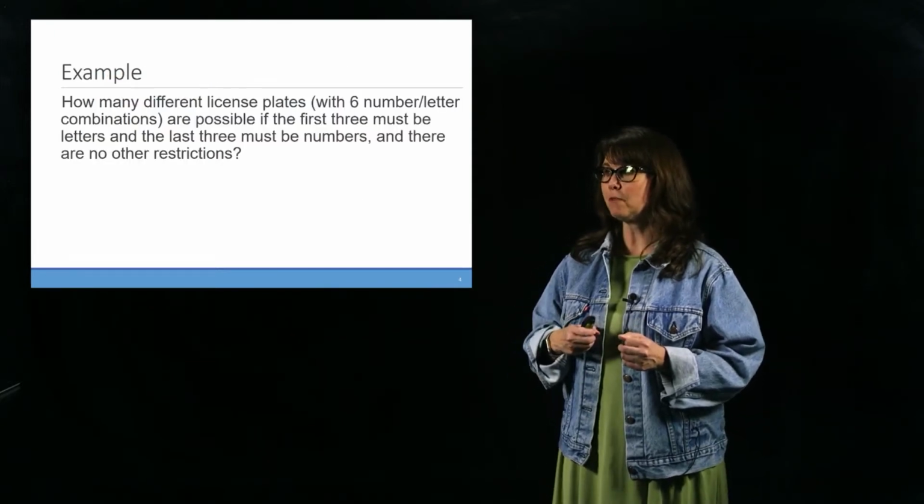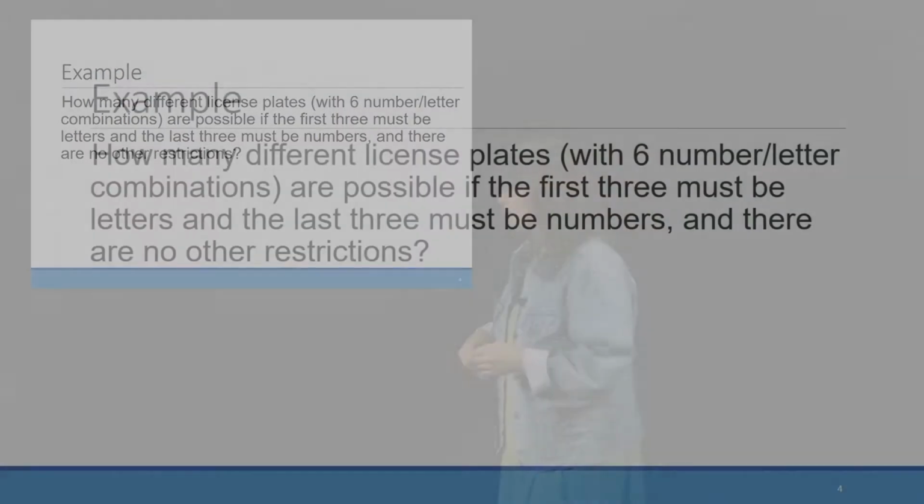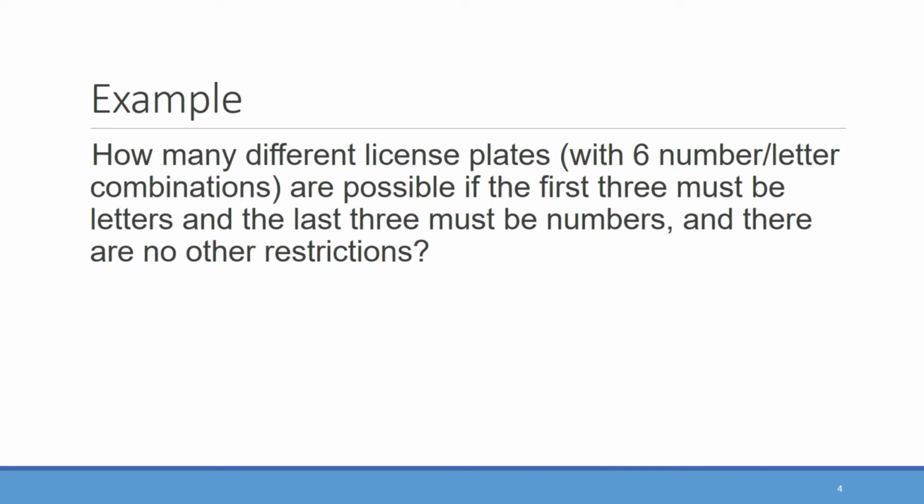So for an example of this, we're going to go over here to the slide. How many different license plates with 6 number-letter combinations are possible if the first 3 must be letters and the last 3 must be numbers, but there are no other restrictions? Meaning that AAA 000 is an example, which in most cases wouldn't be allowed, but it is here.